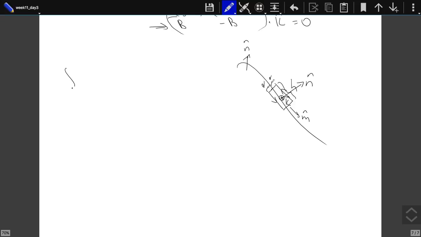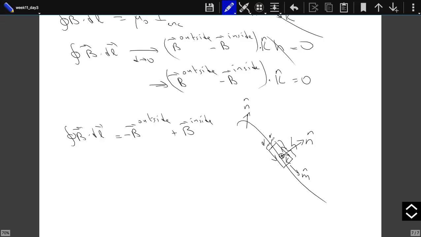So B dot dl around this loop will be minus B outside plus B inside. Well, why minus B outside? You see, dl is pointing in the minus M direction on the outside. dl is pointing in the M direction on the inside. So that's why I have that minus in front of the outside B.